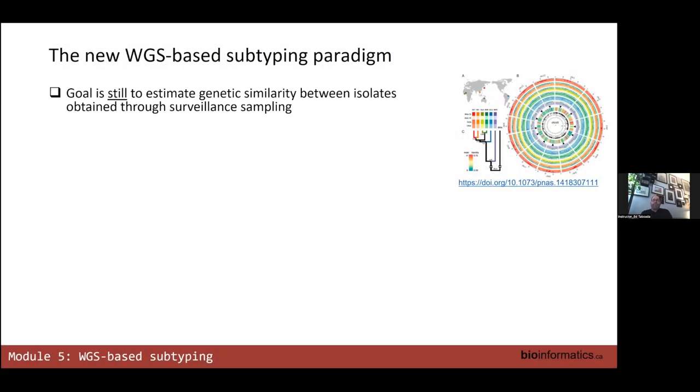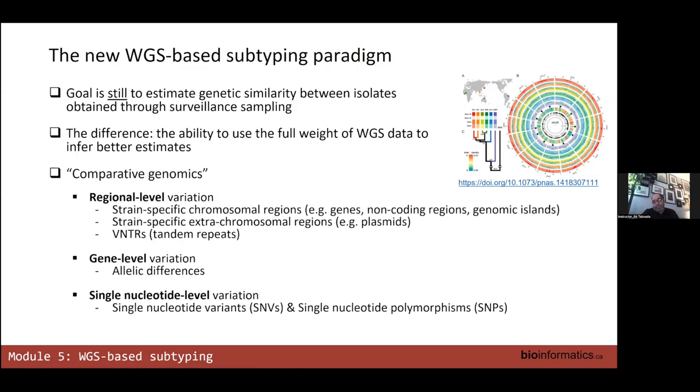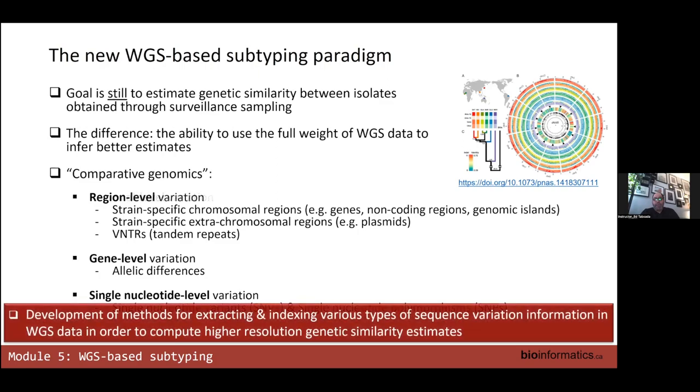So the WGS-based subtyping paradigm is no different. We're still trying to estimate genetic similarity, but we can use whole genome sequence data. A lot of this is ultimately based on comparative genomics principles, because there's all sorts of different levels of genetic variation in a bacterial genome, and all of those can be brought to bear in the development of methodologies that we can use for genomic surveillance.